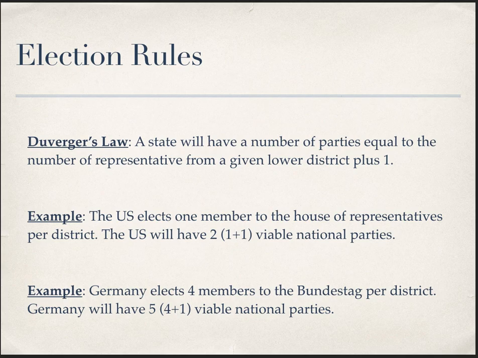Another potential example of Duverger's law: the Bundestag, the lower house in Germany, elects 4 members per district, so we should predict that Germany will have 5 viable national parties. There's only one party that gets to lose that still looks competitive according to the logic that we just saw in the King of the Jungle video.